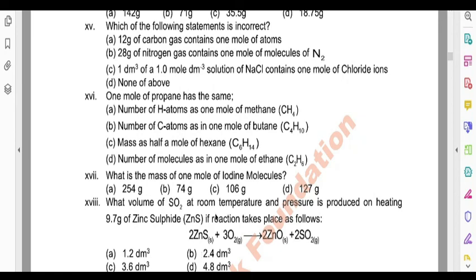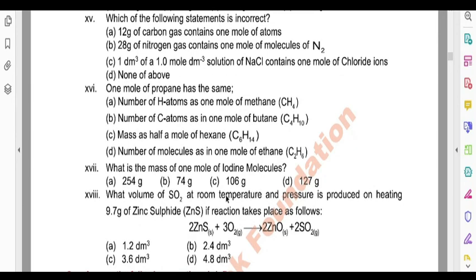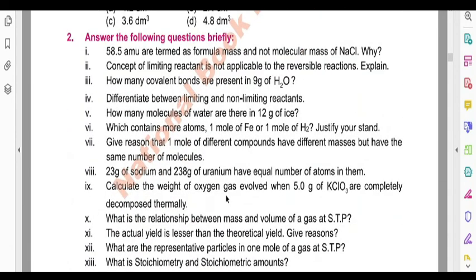So that's the end of question number 1. We will come back for question number 2. That is the analytical reasoning questions. We have to answer the questions briefly. So I'll see you next time with the second question.